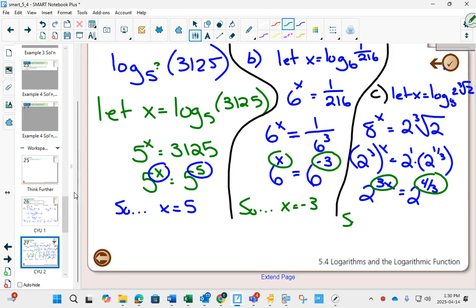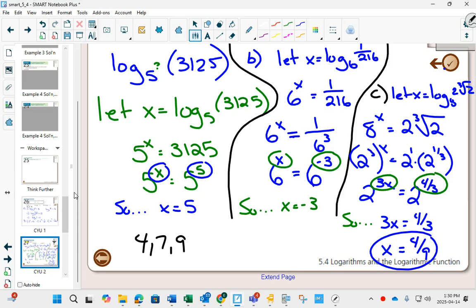Then now I can say that 3x has to equal 4/3. Divide by 3, which is the same as multiplying by 1/3. And I get x is equal to 4/9. Circle questions 4, 7, and 9.